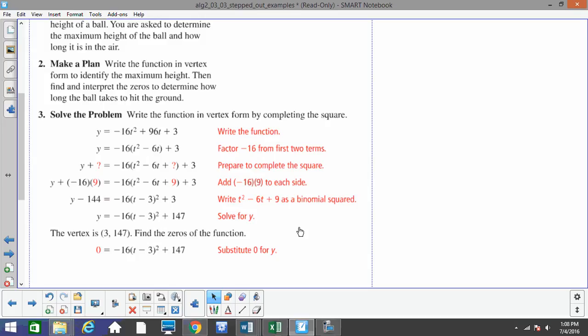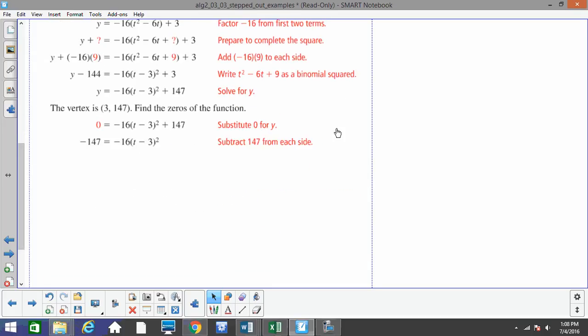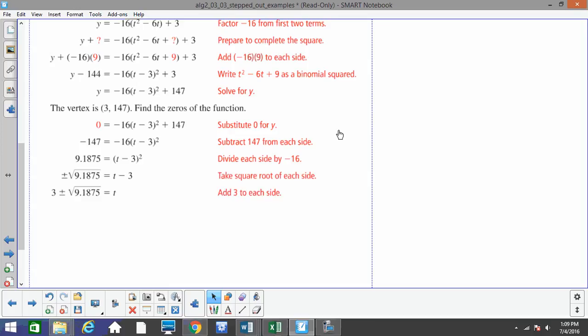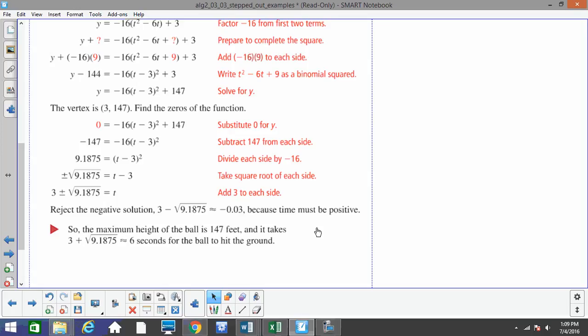To find the zeros of the function, substitute 0 in for y. Subtract 147 from both sides. Divide by -16. Take the square root. And then add 3. You're going to get 2 answers, but you're going to reject the one that gives you a negative because we can't have negative time. So it's right around 6 seconds.